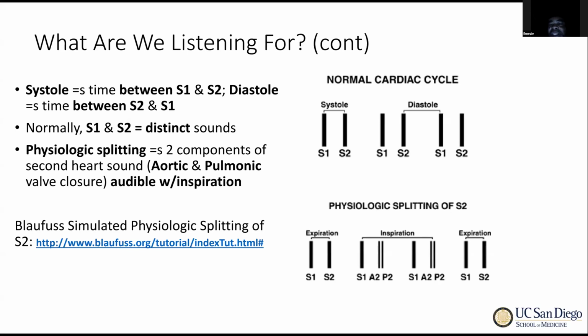But when we listen, what we still hear is S2. That little delay is not enough to be appreciated when we listen. So we don't see it split, like as they have stated here. It doesn't split when you listen with your ear. You are still going to hear lob dub, S1, S2, S1, S2. S2 is created by aortic closure, A2, and pulmonic closure, P2. So A2 represents aortic closure, P2 represents pulmonic closure. The A2, P2 represent S2. That's what they represent.